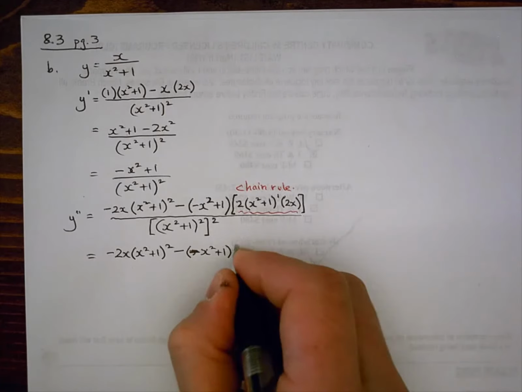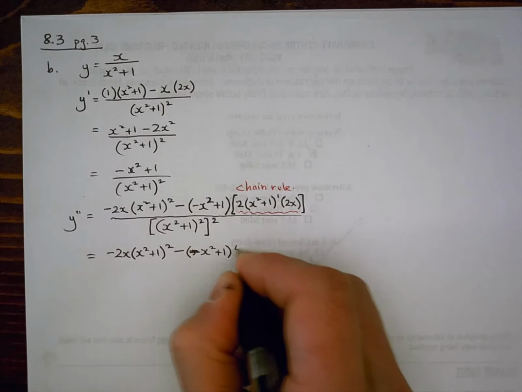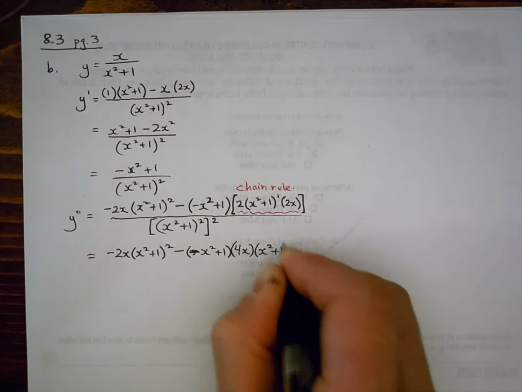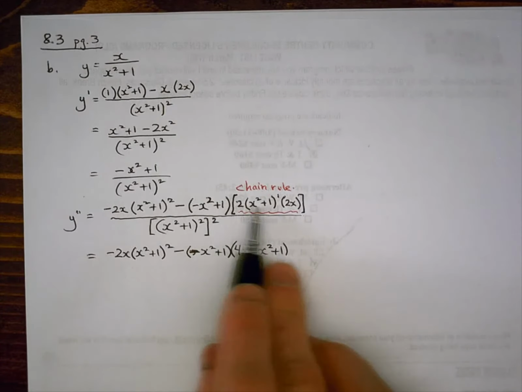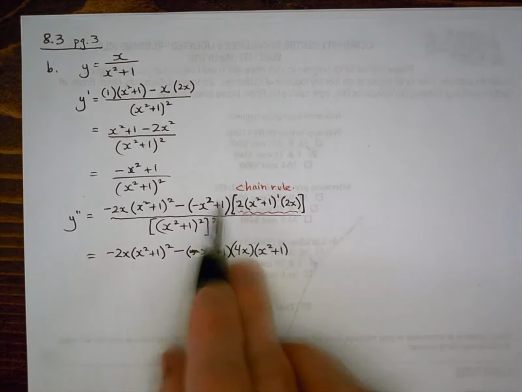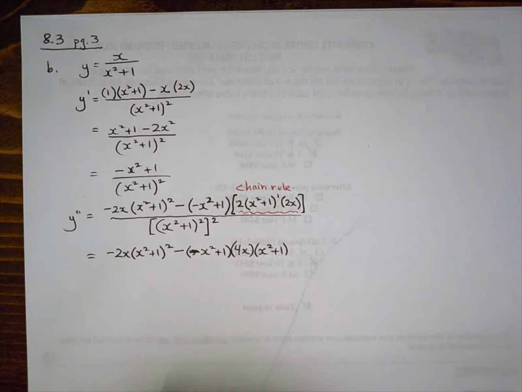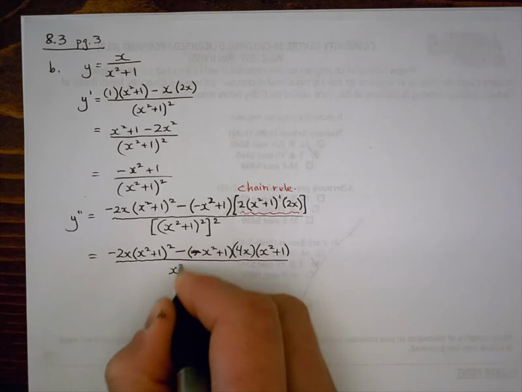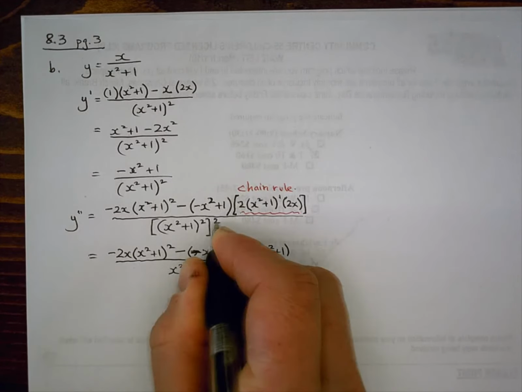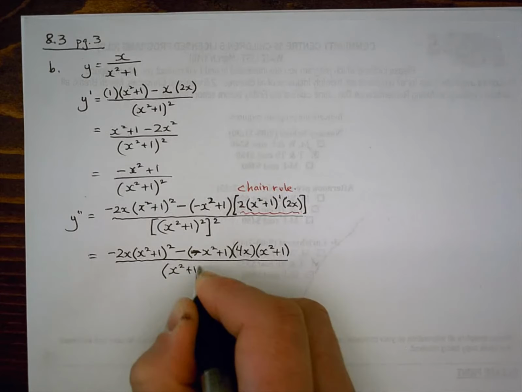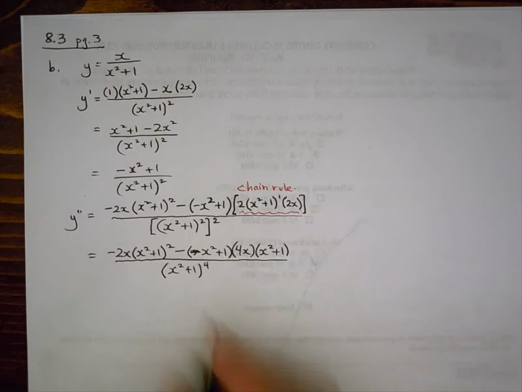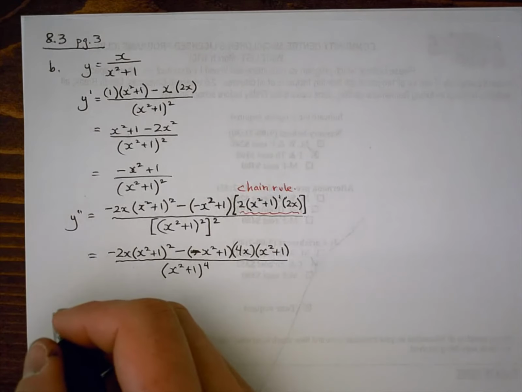This I can clean up a little bit, so 2 times 2x is going to be 4x. And then I have x squared plus 1 to the power of 1. Remember, with chain rule, all these things are multiplied, so I can move them around in different orders, like they're all just factors. And then the denominator is going to be x squared plus 1. Now this square, this 2 and 2, they multiply. That's an exponent rule, so I get x squared plus 1 to the power of 4, which actually is not so bad now.